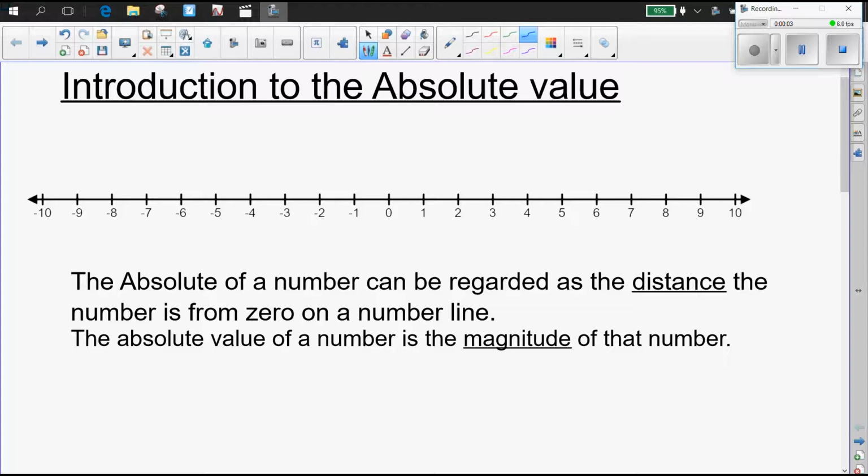An introduction to the absolute value. I'm going to use a number line to introduce the concept of what an absolute value is all about. So let's just look at any random number, say, for example, the number 3.